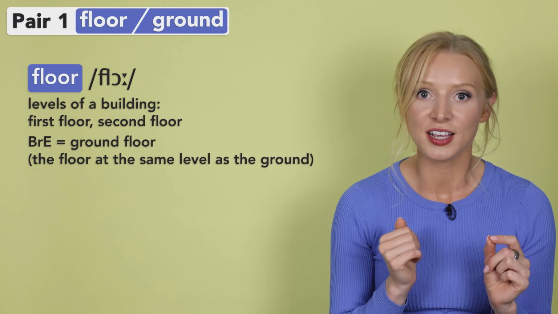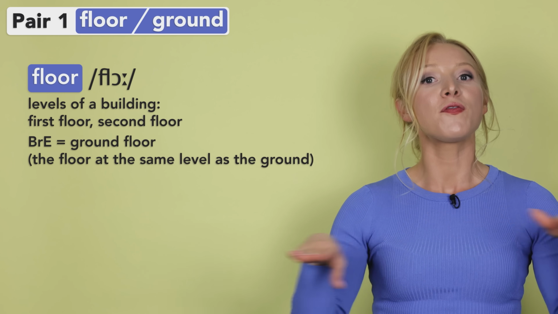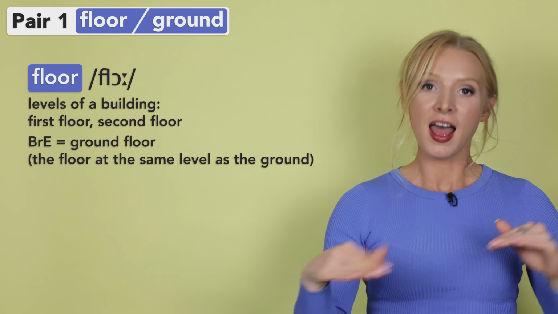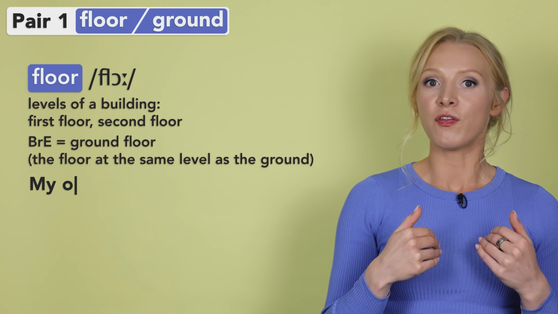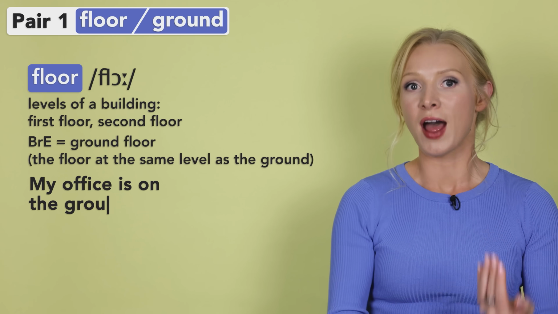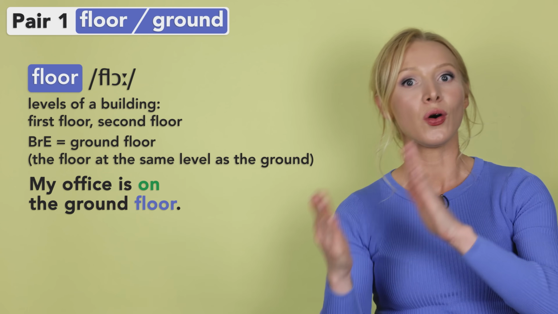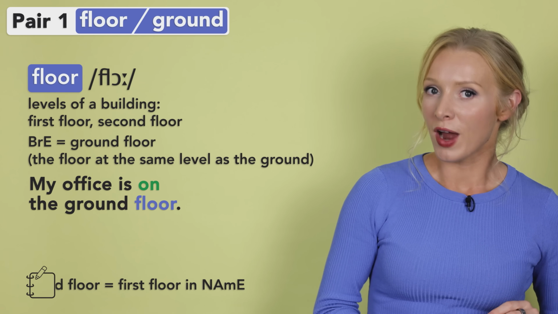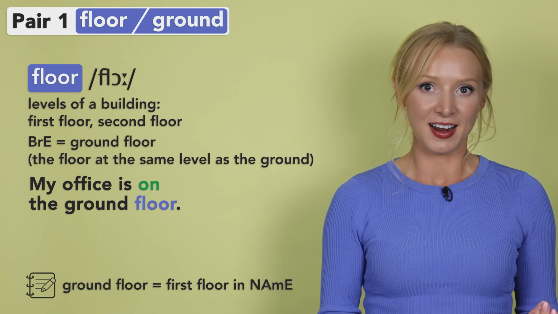In British English, we use the term ground floor for the floor at the same level as the ground or earth outside. My office is on the ground floor. Notice that I use the preposition on, not in. Note that the ground floor is called the first floor in North American English.